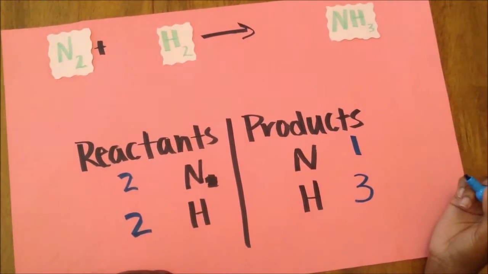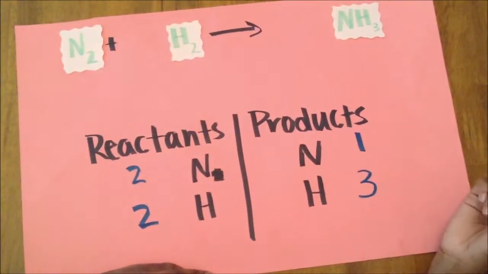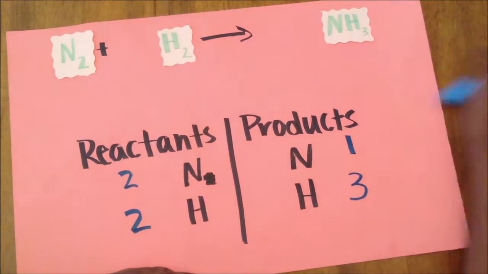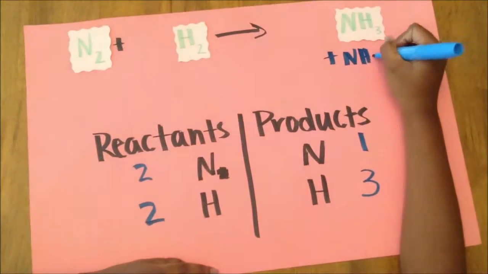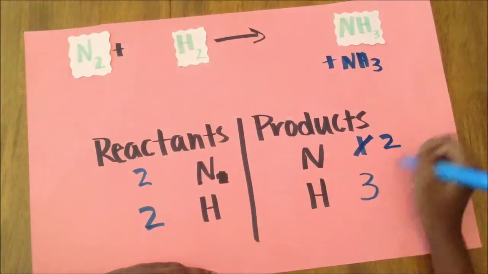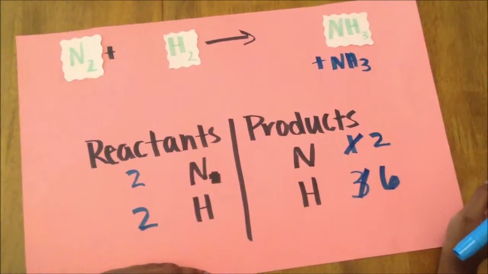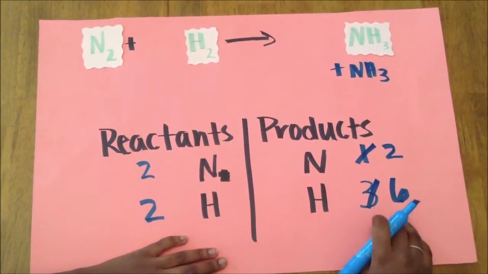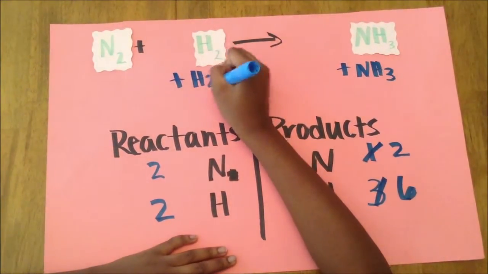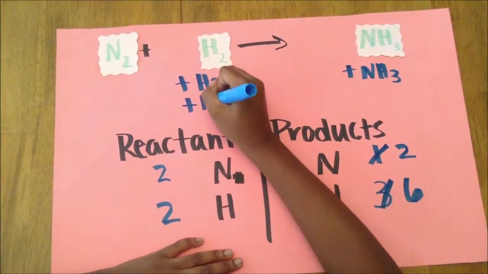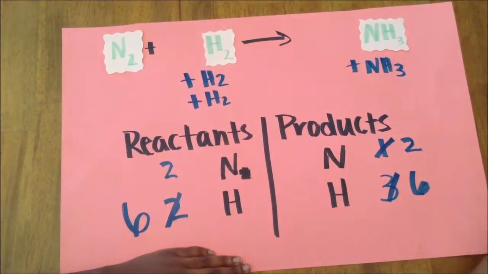So to balance this out, we can add 1 NH3, which will give us 2 and 6. Now the Ns are balanced, but now there's 2 Hs and 6 Hs on this side. So now we have to add 2 more H2s, which will give us 6. The equation is now balanced.